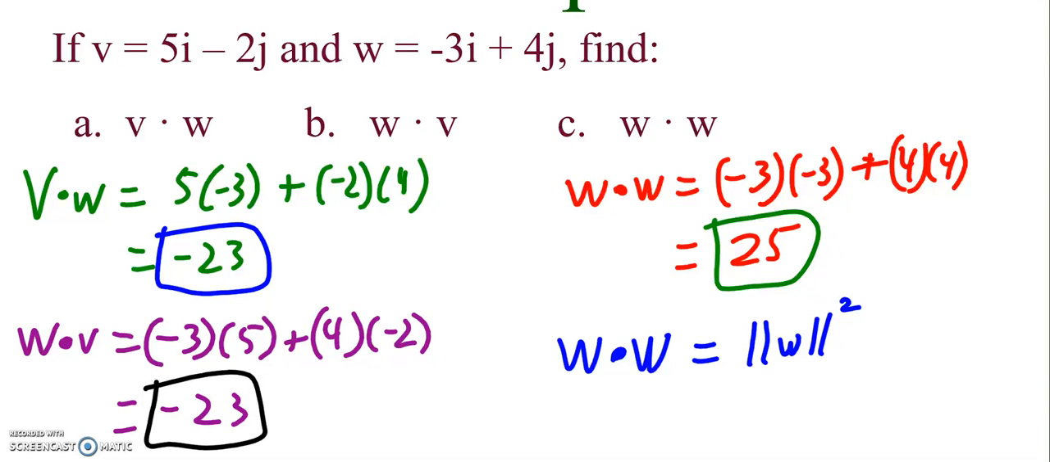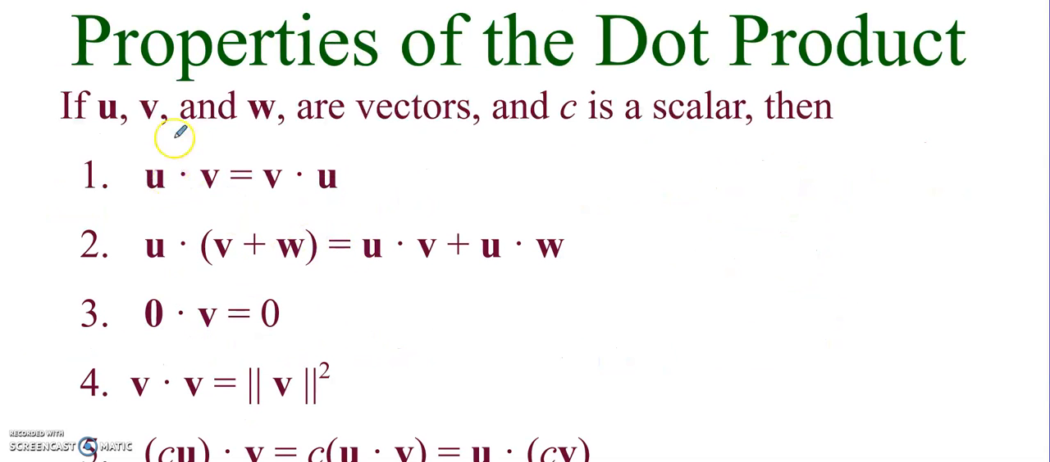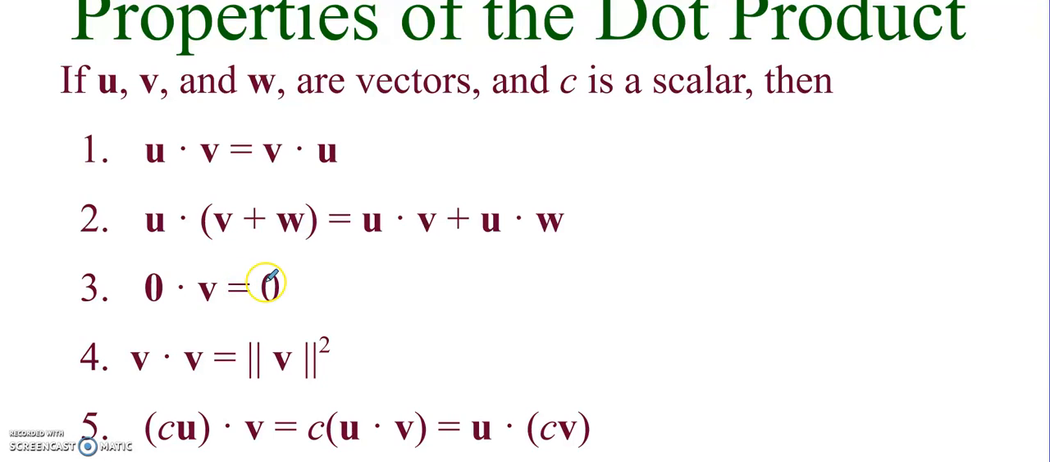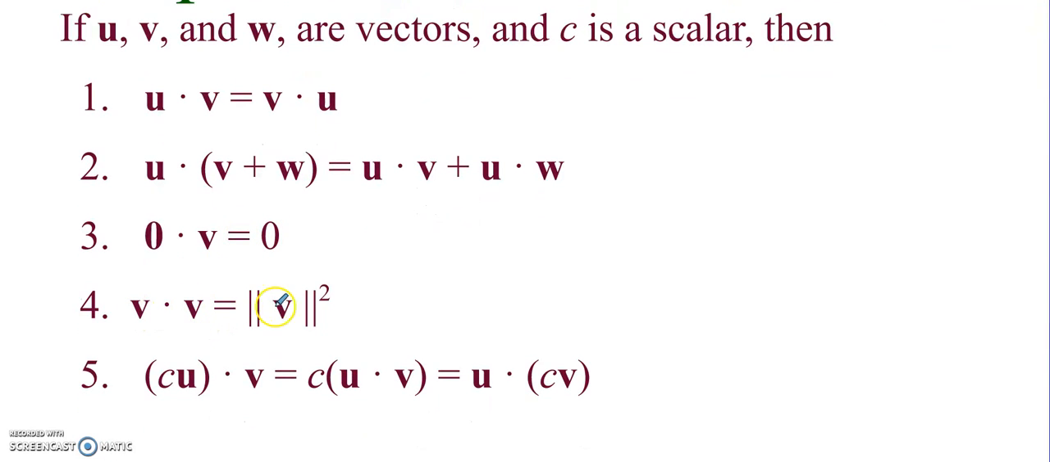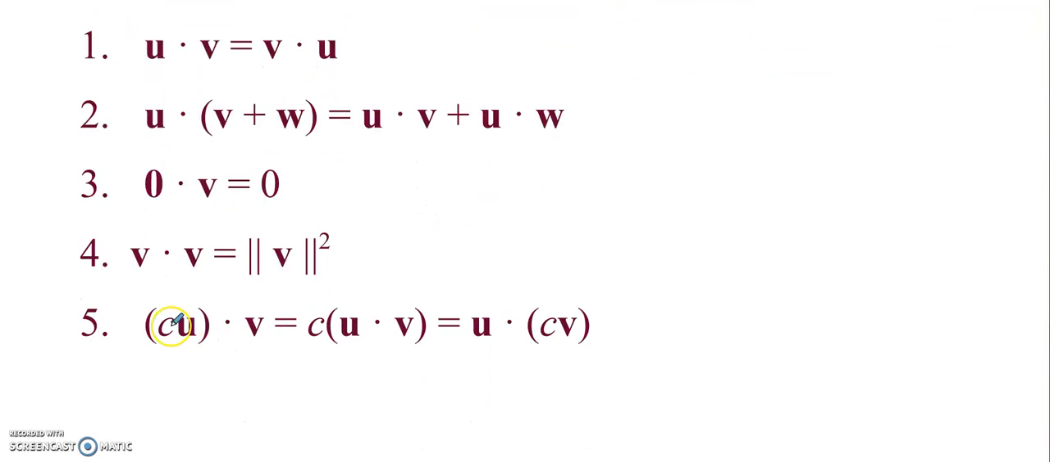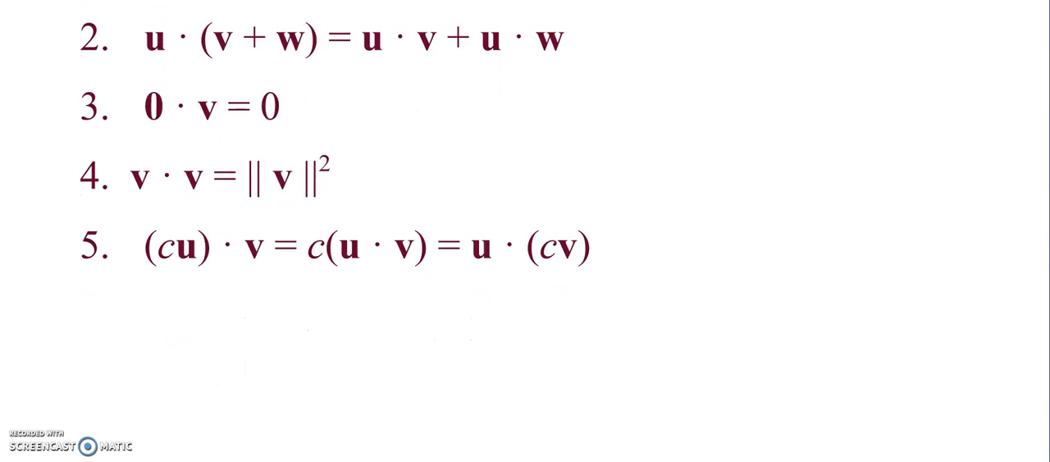Okay, moving on. Properties of the dot product. If I have u, v, and w, they're all vectors, and c is a scalar, then u dot v equals v dot u. We just saw that on the last example. U dot (v plus w) is the same as u dot v plus u dot w. 0 dot v is 0. V dot v is the magnitude of v squared. We just talked about that. And c times u, where c is the scalar, dot v is c times (u dot v), or u dot c times v. All of those will be the same.